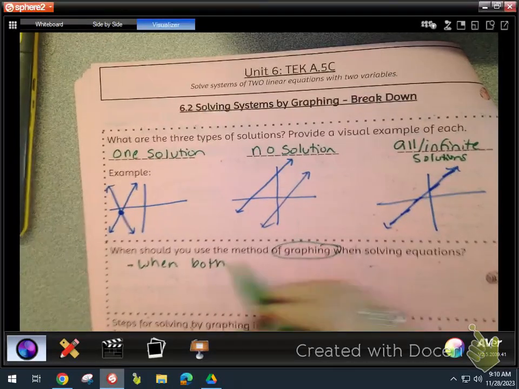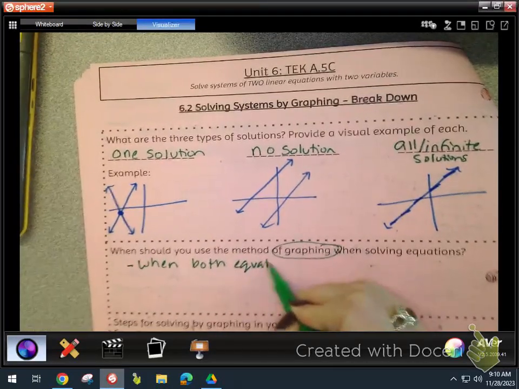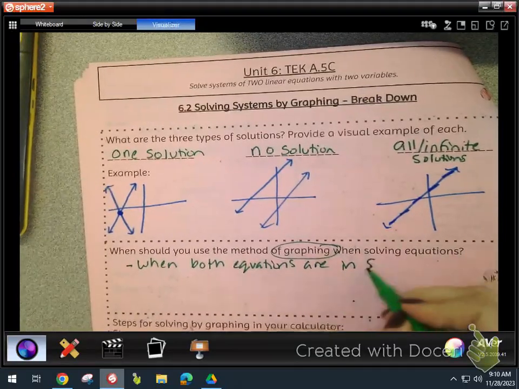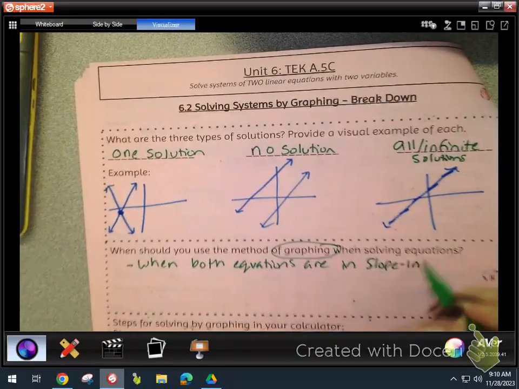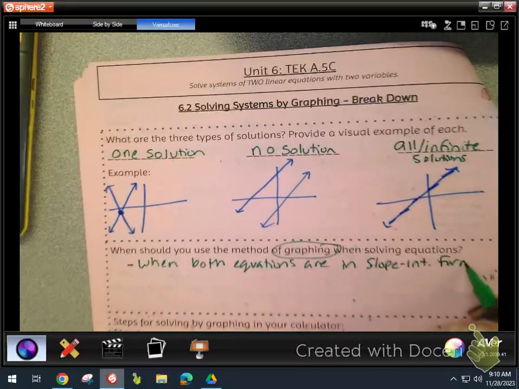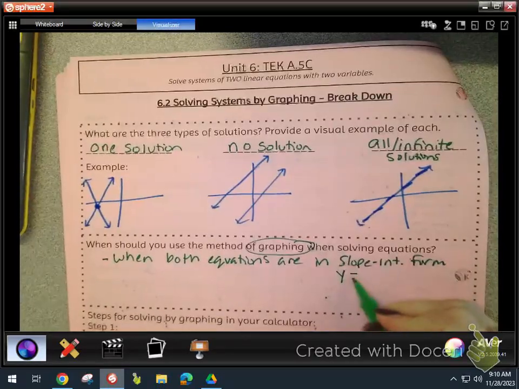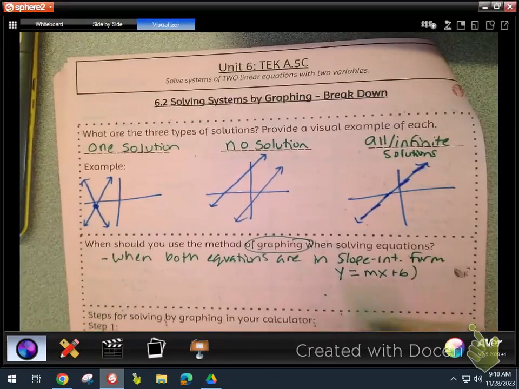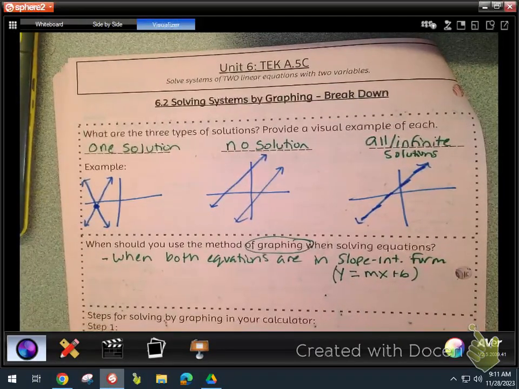Very good. When both equations are in slope-intercept form. So how do we know slope-intercept form? You see y equals mx plus b. That's slope-intercept form. So when they're both there, that would tell me, hey, I probably should graph, okay?